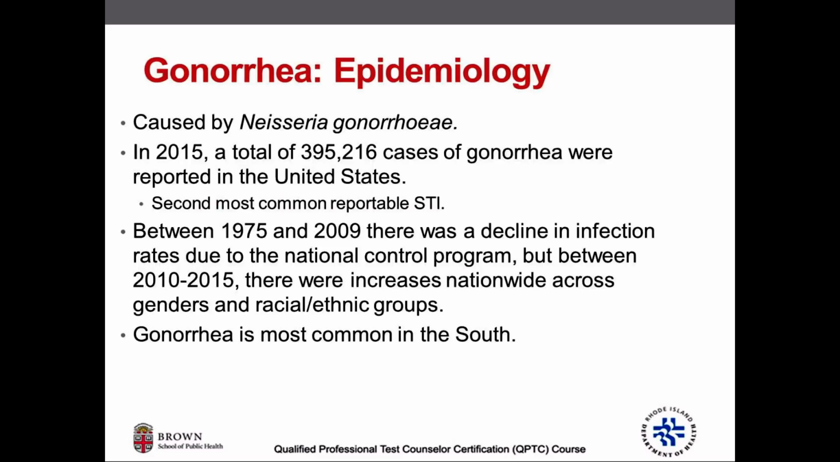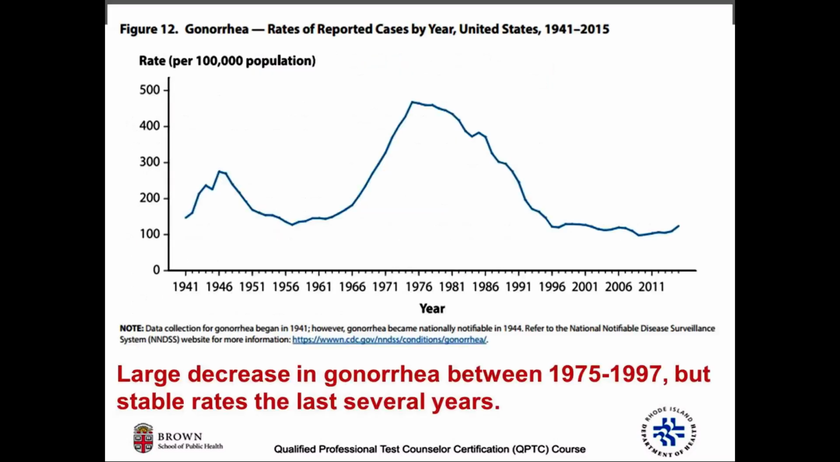Gonorrhea. So gonorrhea is caused by the bacteria Neisseria. In 2015, there were almost 400,000 cases of gonorrhea in the U.S. It's the second most common reportable STI, other than chlamydia. Overall, we've made significant advances in controlling gonorrhea. However, in the last few years, and I'll talk about this, we are seeing increases again in gonorrhea. And as with the other STDs, gonorrhea is most common in the southern United States.